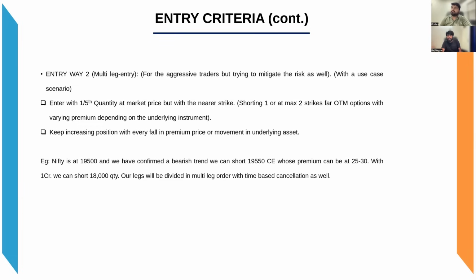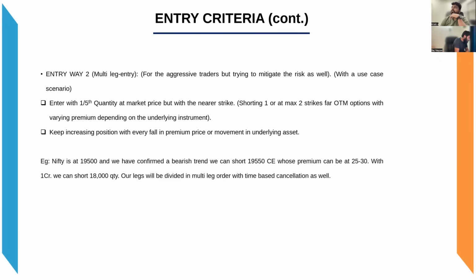So what we are going to see is, if we have formed a bearish stance, the same example: the market is at 19,500 and we have formed a bearish stance. In that case, we were shorting the 19,600 call option. But here, we will divide our entries, the same 18,000 quantity, into multiple legs. Each leg will be of 3,000 or 3,600 quantities. We will be shorting the closer strike option as well.